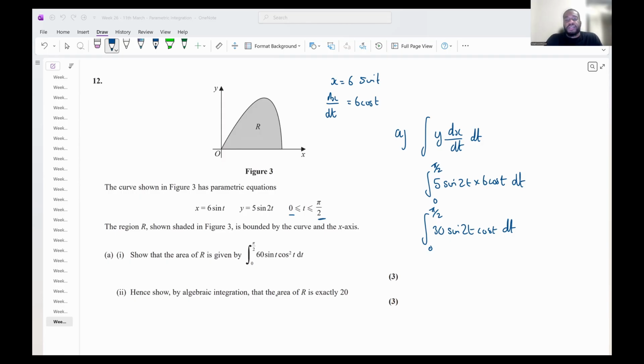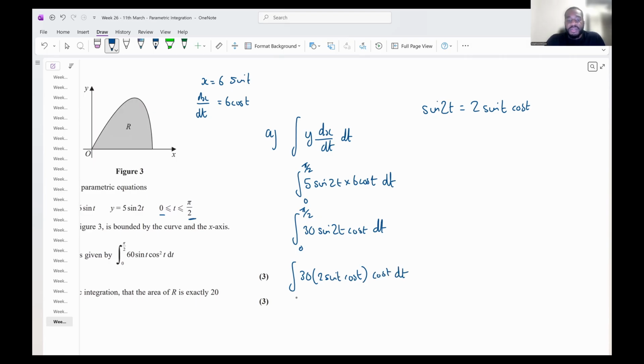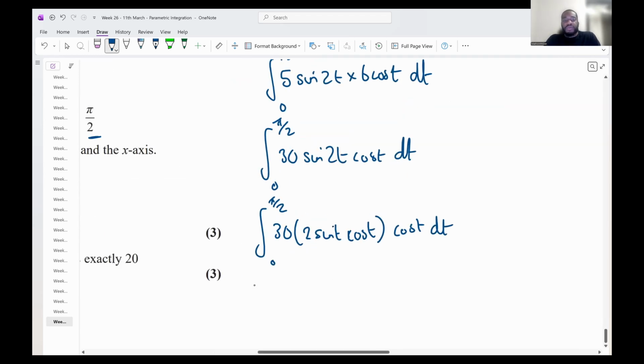Brilliant. The double angle formula for sine 2t, which we should all know, is equal to 2 sine t cos t. So all I can do is just plug that in there. So it becomes equal to 30 times 2 sine t cos t, and then I've got another cos t there, dt. It's between 0 and pi over 2, like that. Okay? So now we are here. And then what we can do is say, well, fine. We've got 0 and pi over 2. 30 times 2 is 60.